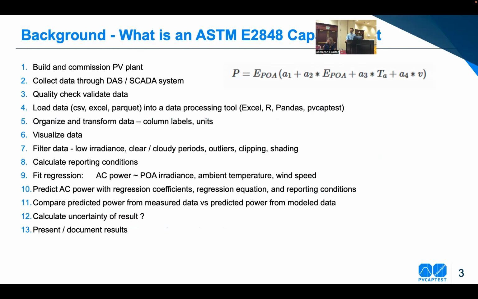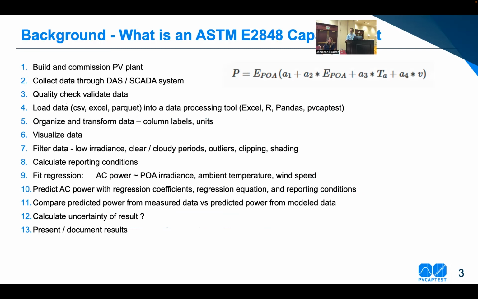So I'll give you a little bit of background on how the capacity test actually works before getting into the updates of the package itself. The ASTM test is a regression-based test to assess the performance of the plant. So that's the standard regression equation. You're looking at measured AC power, typically against plane of array irradiance, ambient temperature, and wind speed.